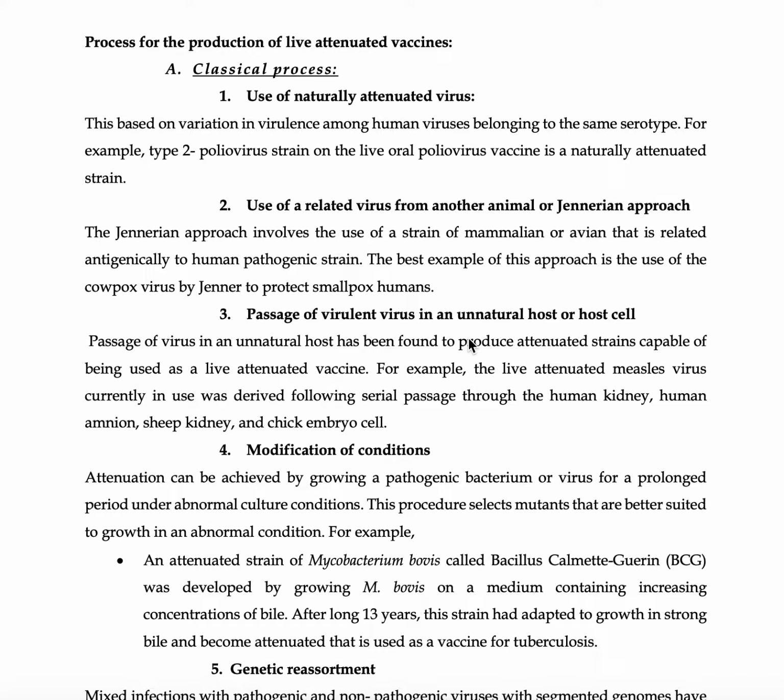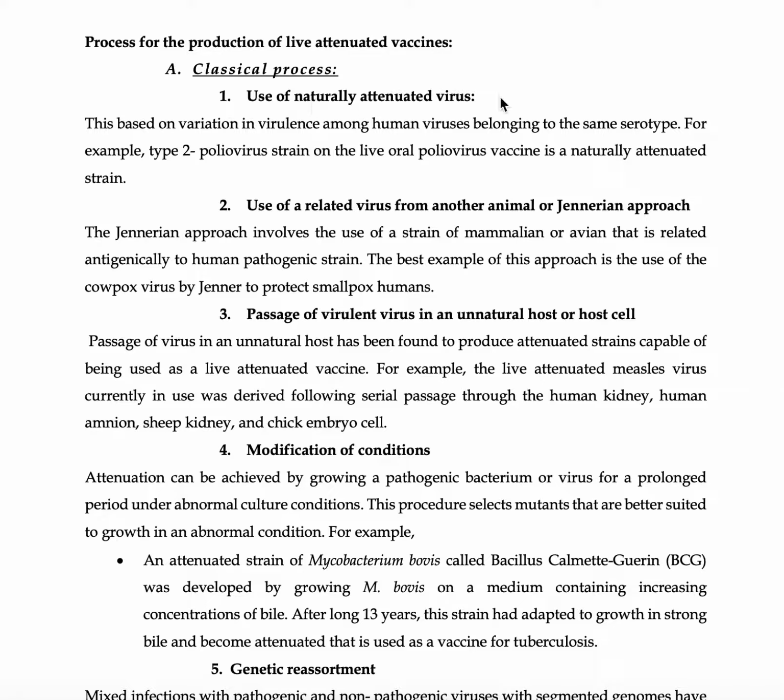Hello everyone, this is the second part of attenuated vaccine, and in this part we learn about the approaches or process for the production of live attenuated vaccines. As I said in the last video, there are two types of processes: the classical process and the modern genetic engineering process. First we learn about the classical process. There are different classical approaches by which we can produce a live attenuated vaccine. Now I'll talk about those.